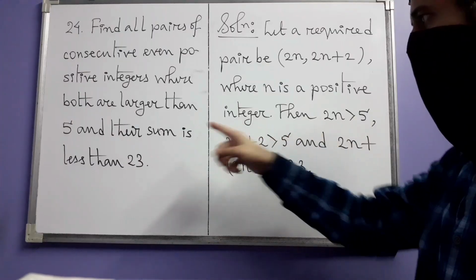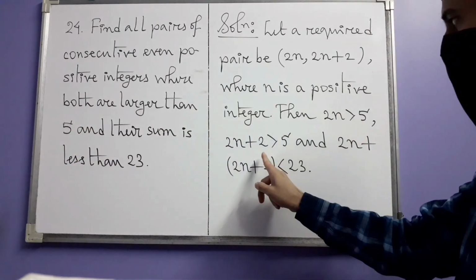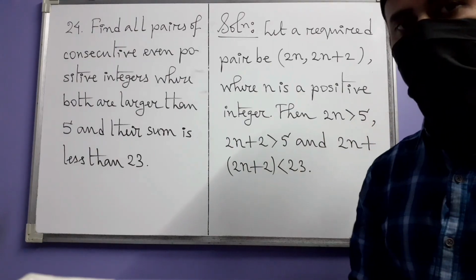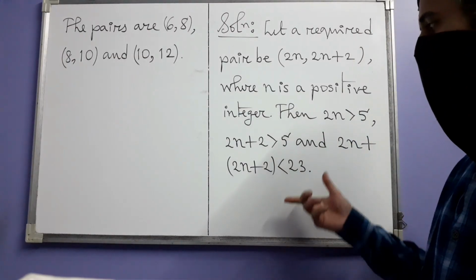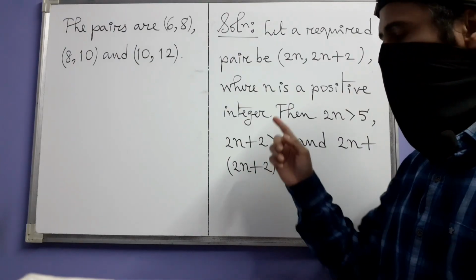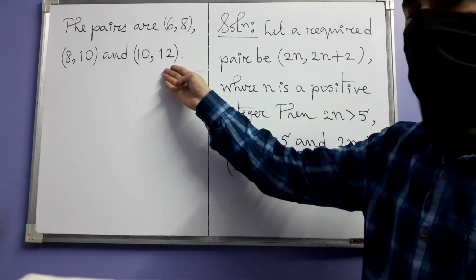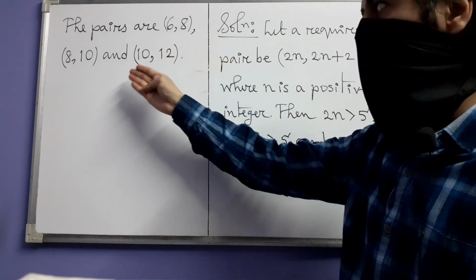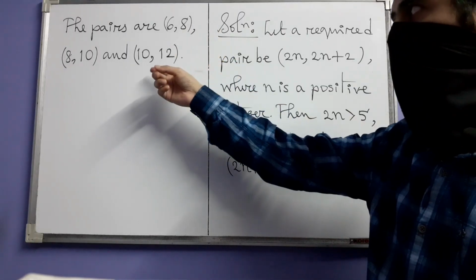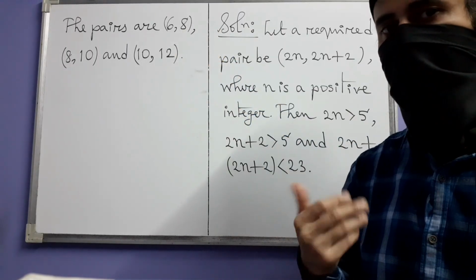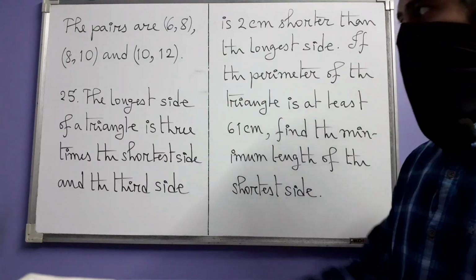And the numbers should both be in a pair. They should both be larger than 5 and their sum has to be less than 23. I am leaving the task of solving these inequalities to you. Proceed as in the previous solution, and these are the 3 pairs you should get: 6, 8, 8, 10 and 10, 12. Here you can see that in each pair both the numbers are larger than 5 but their sum is less than 23.